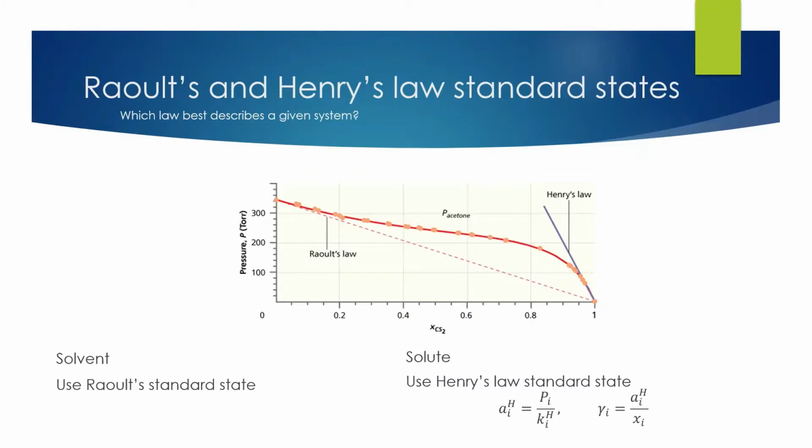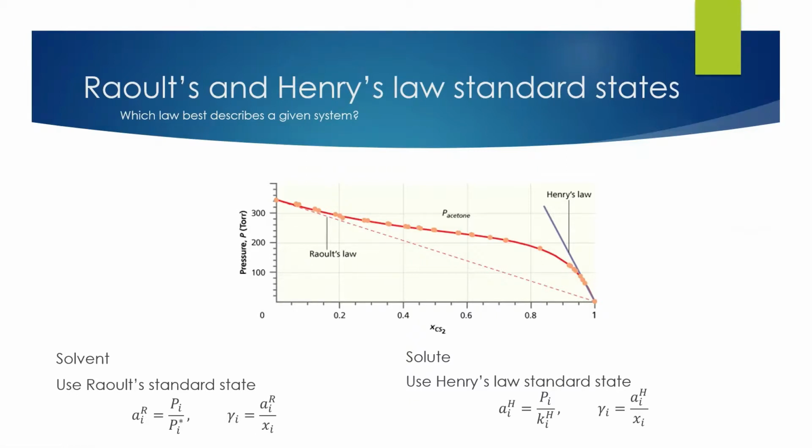Well, the Henry's law standard state is going to be a standard state such that the activity for Henry's law, and so we have this H here, is equal to the partial pressure divided by the Henry's law constant. For Raoult's law, we'll have that the Raoult's law activity is equal to the partial pressure divided by the vapor pressure. And then the coefficient can be defined in this way.